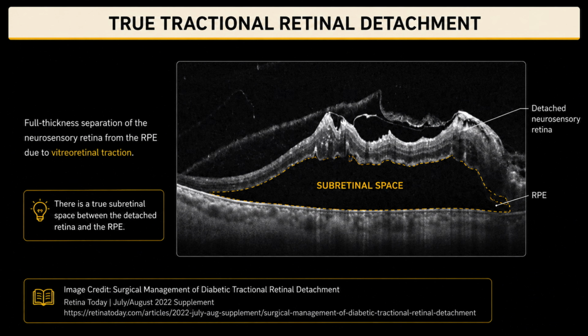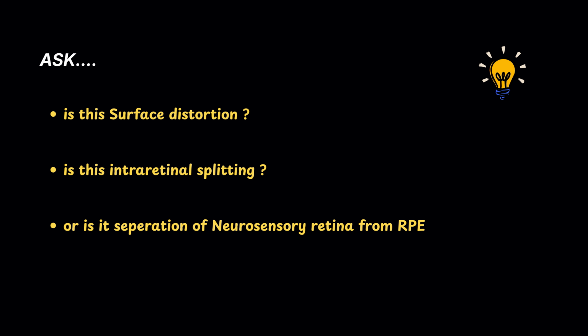Okay, so before labeling an abnormal retinal elevation that you see on OCT as a tractional retinal detachment, you need to ask three questions. Number one, is this surface distortion? Number two, is this intraretinal splitting? Or number three, has the full neurosensory retina genuinely separated from the RPE?